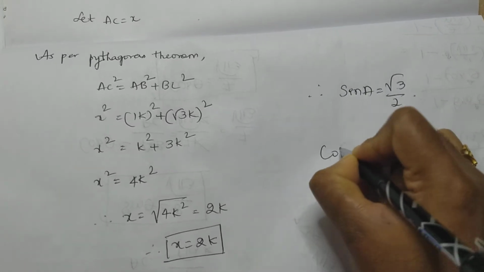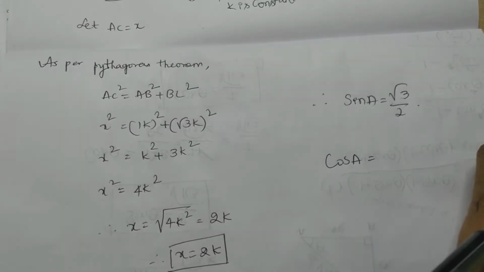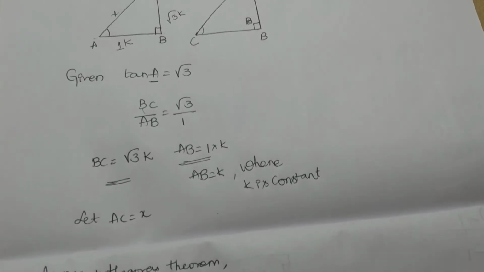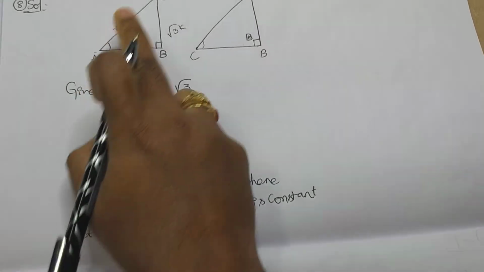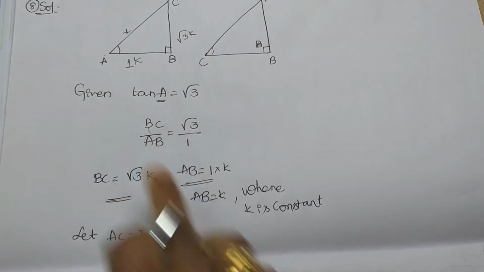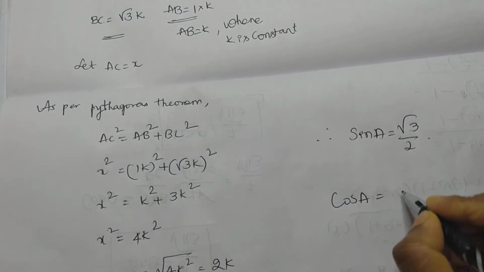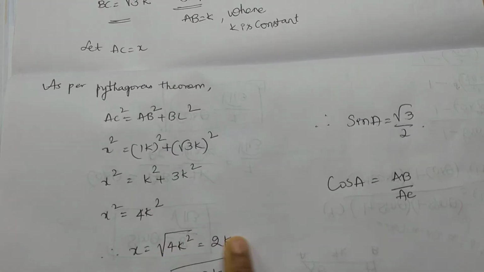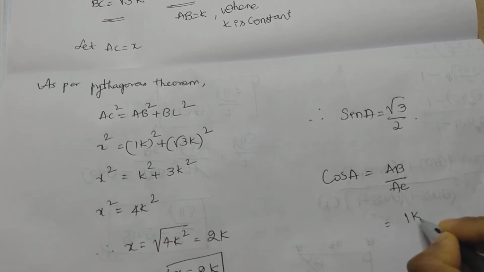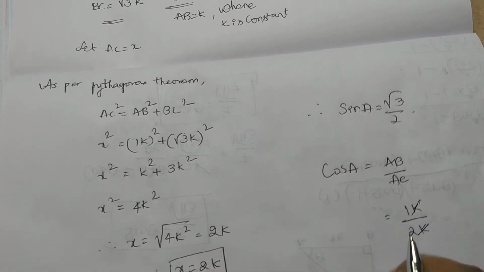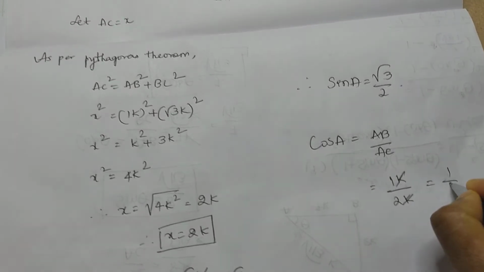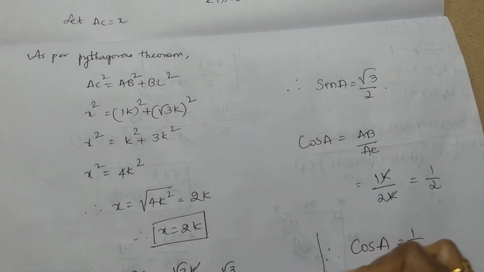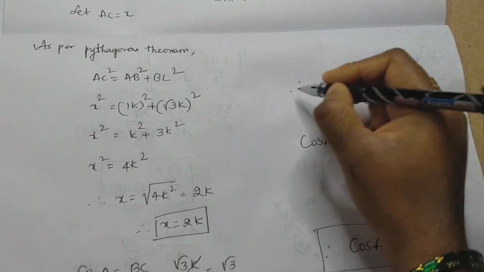In the same way, let's find out cos A also. How can we find cos A? It's nothing but the adjacent side of angle A by hypotenuse. So, what is the adjacent side of angle A? It is AB by AC. AB is 1k, AC is 2k, so 1k by 2k. K and k will be cancelled off. You will get the cos A value as 1 by 2. Therefore, sin A and cos A values are both found.